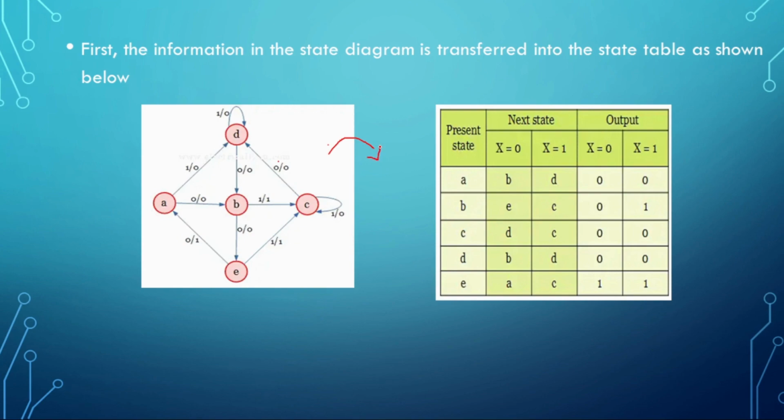So here we will have 5 states, right? First of all, write down the first column with the 5 states A, B, C, D, E. For the next state you will have two inputs, x equal to 0 and x equal to 1. Afterwards the output: when input is given as 0 and input is given as 1, what will be the output of that present state?